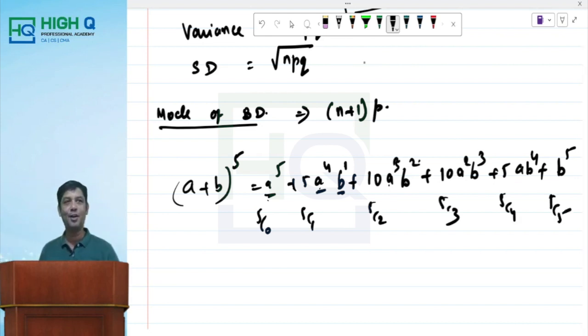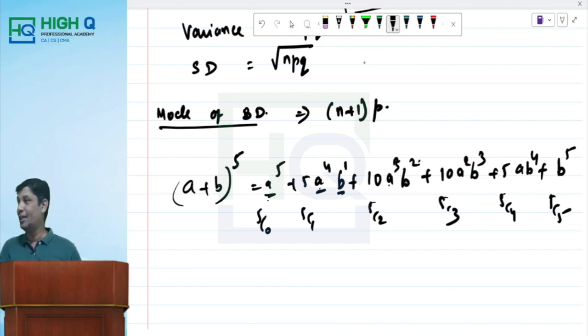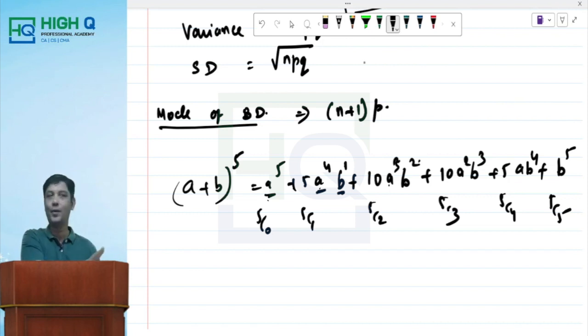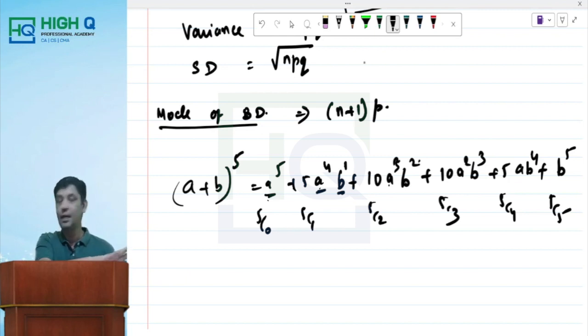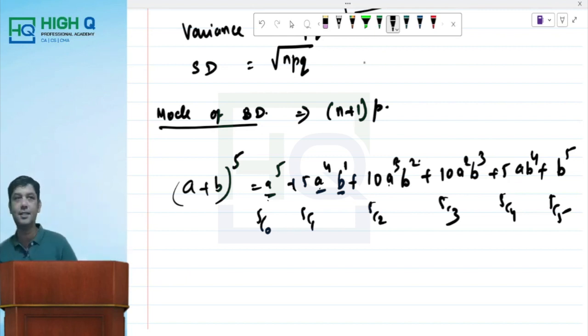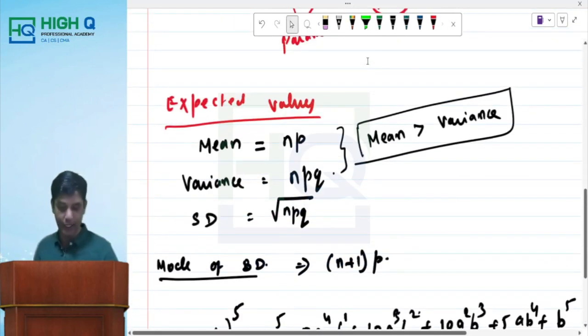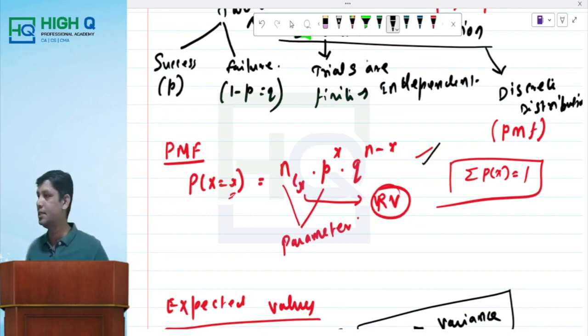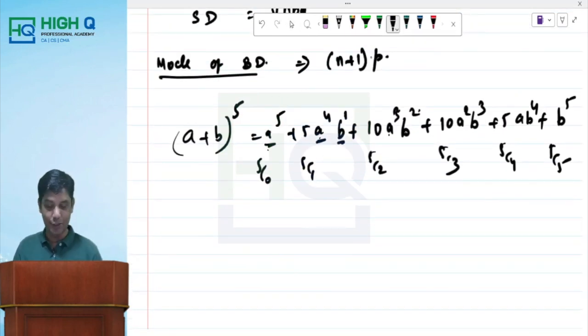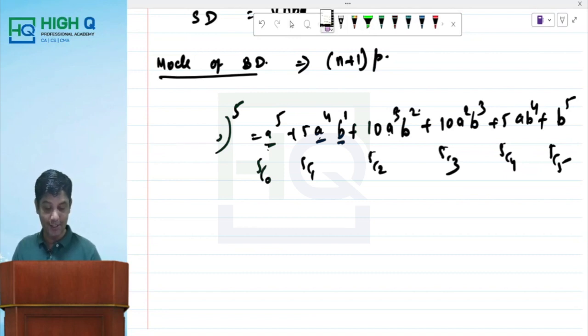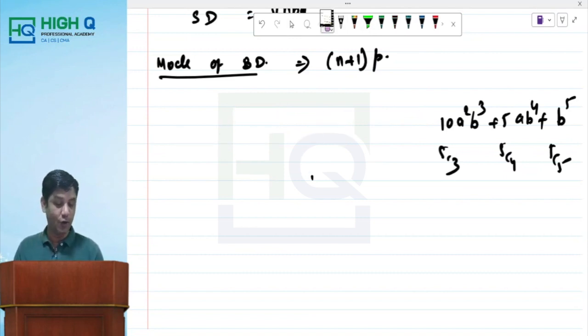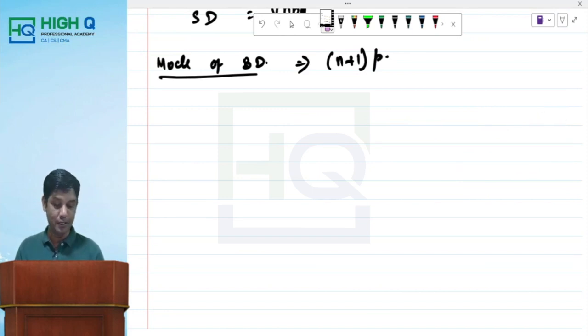Now, you tell me the formula for a plus b whole power 6. A power 6 plus 6C1 a power 5 b plus 6C2 a power 4 b square plus 6C3 a power 3 b cube plus 6C4 a power 2 b power 4 plus 6C5 a b power 5 plus 6C6 b power 6. This is the same thing we have written here also. This chapter you already completed, so now it is not needed. You can only use this to play with your juniors and siblings.